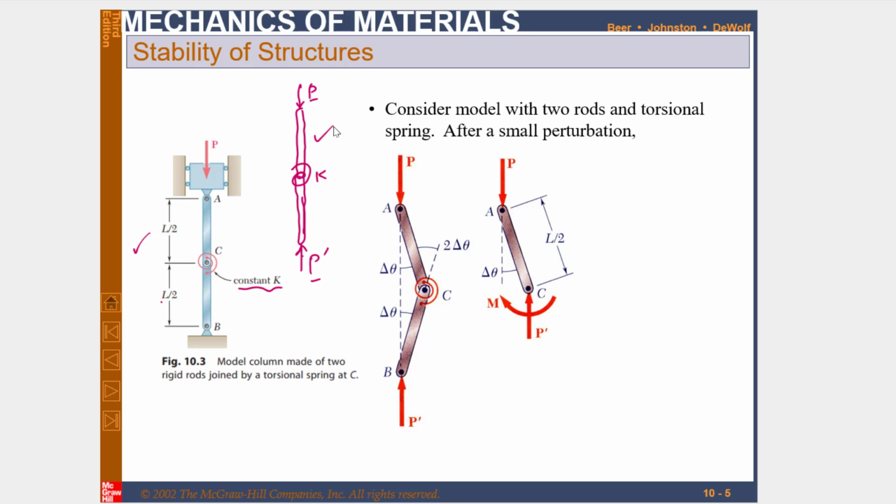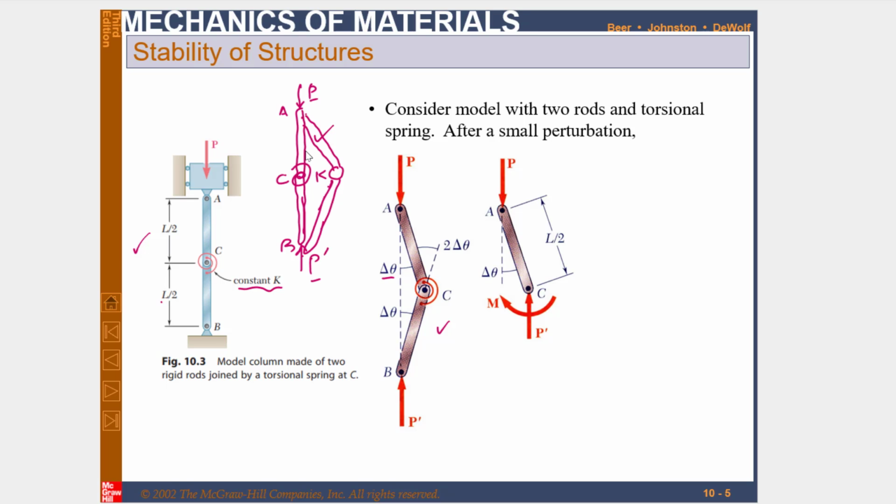Clear? But if you disturb it at point C, this is point C, this is point A, and this is point B. So if you disturb it at point C, or if you move this point C to the right side as shown in the figure, clear? Each rod will form a small angle delta theta with the vertical axis. So initially it was straight. Clear? If you move this, the rod will deflect like this. Clear? And it will be acting like this.